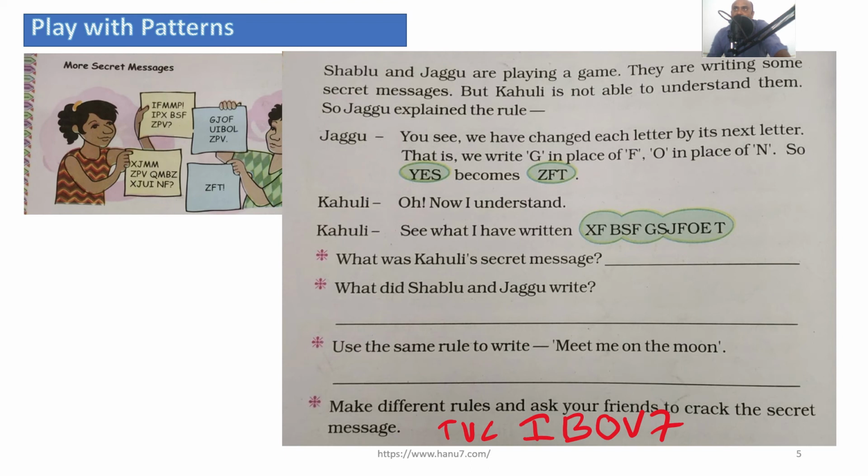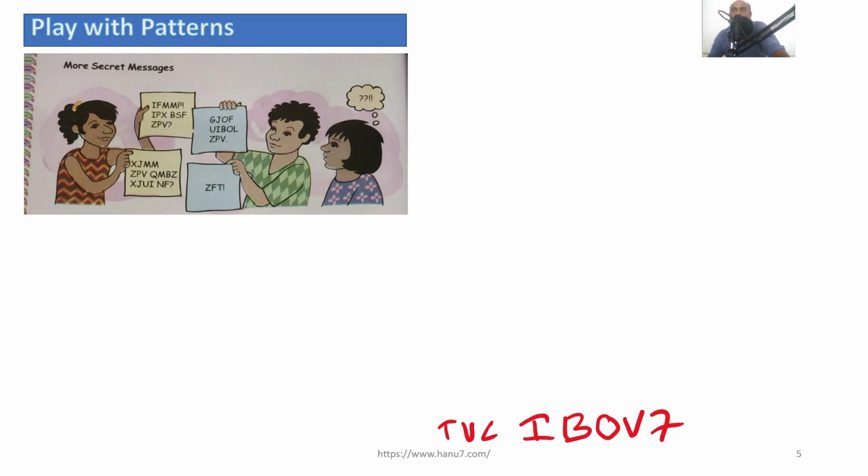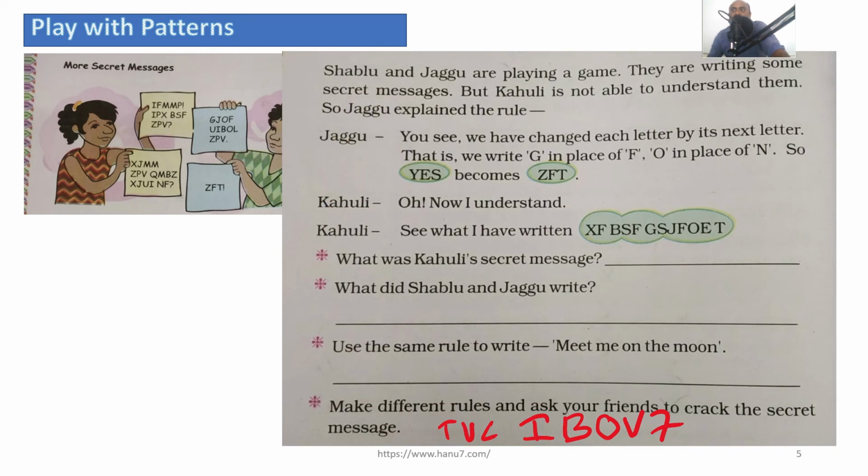Shablu and Jaggu are playing a game. They are writing some secret messages, but Kahuli, the last person, is unable to understand anything. So Jaggu explained the rule. Can you see? That's why there is a question mark on his head. So Jaggu is explaining the rule.